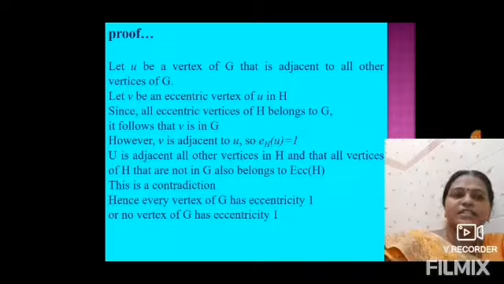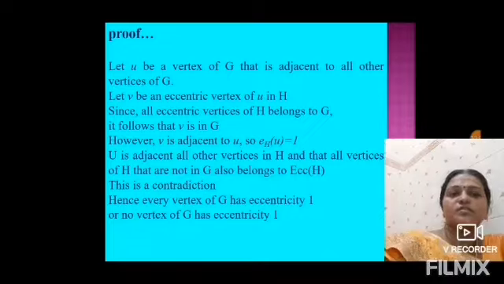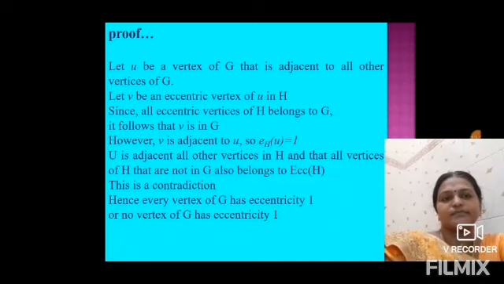Let B be an eccentric vertex of U in H. Since all eccentric vertices of H belong to G, it follows that B is in G. However, B is adjacent to U, so the eccentricity of U is equal to 1. U is adjacent to all other vertices in H, and all vertices of H that are not in G also belong to ECC of H. This is a contradiction. Hence, every vertex of G has eccentricity 1 or no vertex of G has eccentricity 1.